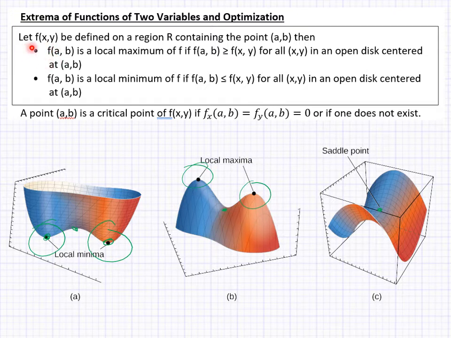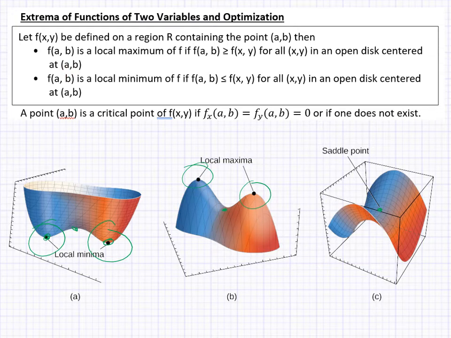So here, let f of xy be defined on a region R containing a point AB. F of AB, which is the z value, right, it's the function value, is a local maximum of f if f of AB is greater than f of xy for all xy on an open disk centered around AB. All right, that's a lot of words, but what does it really mean?